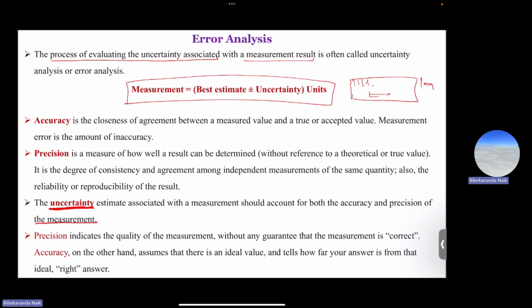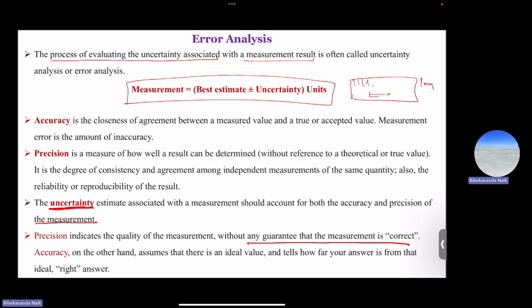For example, regarding the number of significant figures we are discussing, if we can measure the smallest values, that can be called a more precise measurement. So basically, precision indicates the quality of the measurement. For example, measuring up to 4 or 5 decimal points is more precise than measuring up to 2 decimal points. But that doesn't guarantee that the measurement is correct, because it might be wrong due to some other factors.